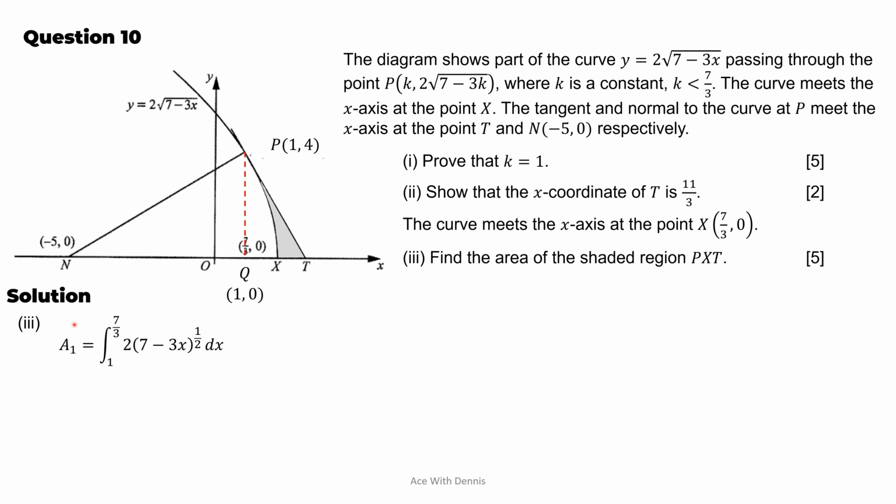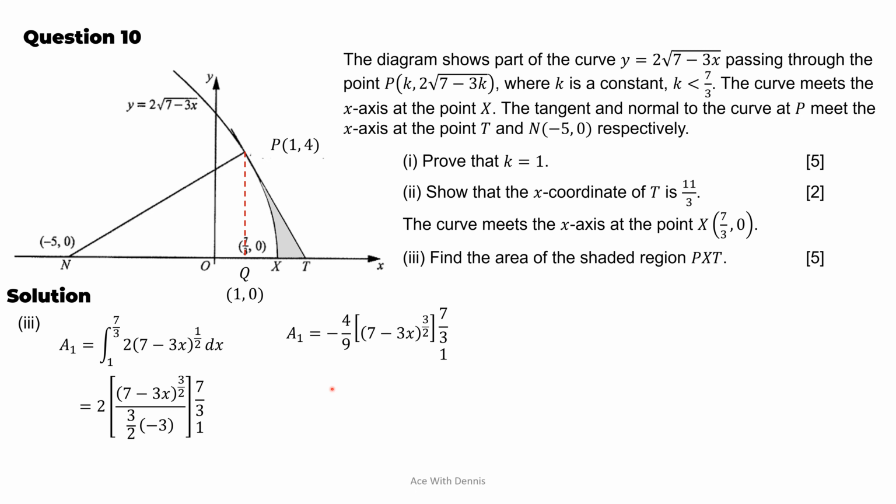So firstly, let's find A1, which is the area under the curve here, bounded from 1 to 7 over 3, because the x-coordinate for X is 7 over 3. So integration from 1 to 7 over 3 of 2 times (7 minus 3x) to the power of half dx. This is the equation of the curve here. So we integrate the equation, we get (7 minus 3x) to the power of 3 over 2, over 3 over 2 times negative 3. I take out the 2 here so that it won't impact the calculation inside the bracket, with integration from 1 to 7 over 3.